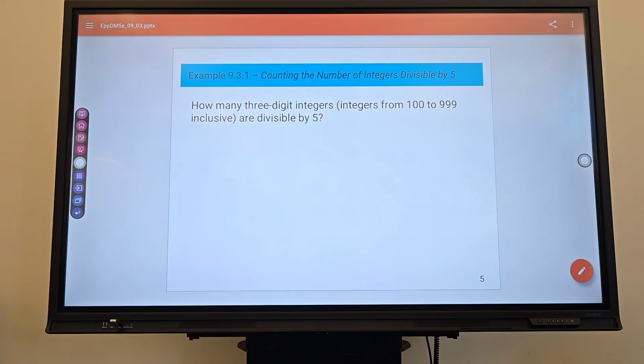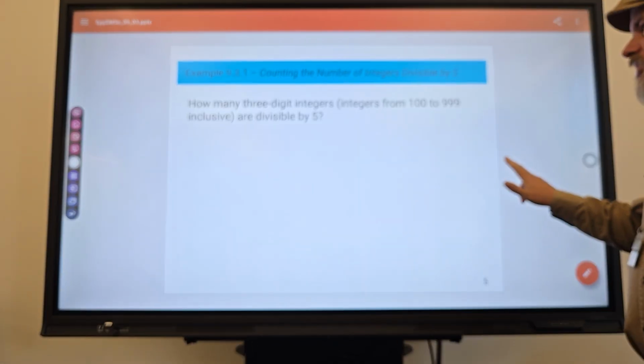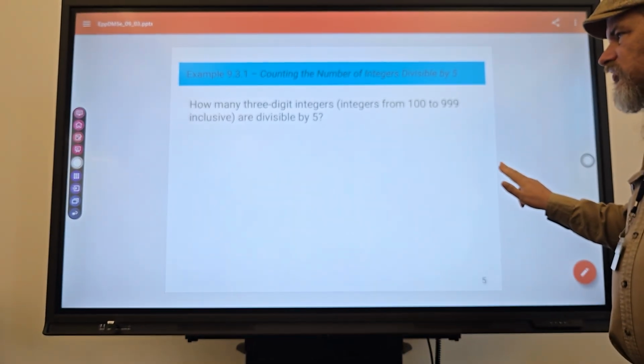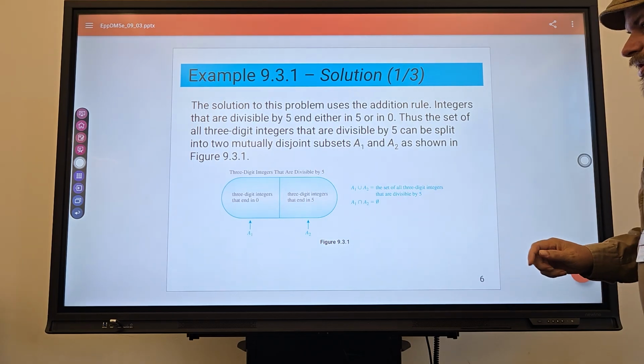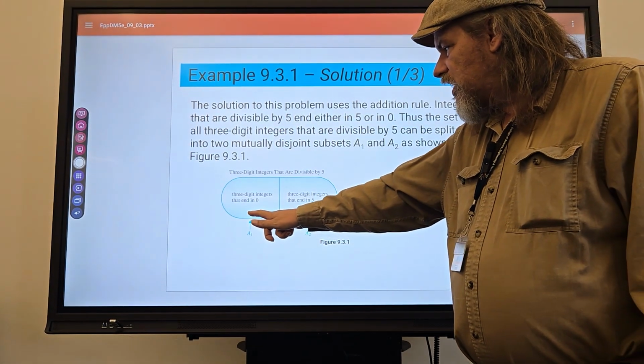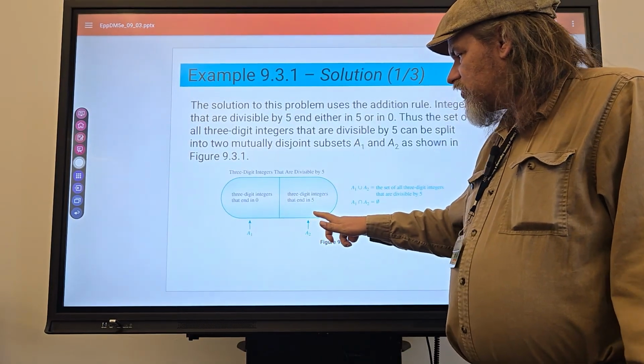How many three-digit integers are divisible by 5? We looked at that in a previous section. Another way to approach it is to use the addition rule. The integers divisible by 5 end either in 5 or 0. Thus, the set of all three-digit integers that are divisible by 5 can be split into two mutually disjoint subsets: three-digit integers that end in 0 and three-digit integers that end in 5.